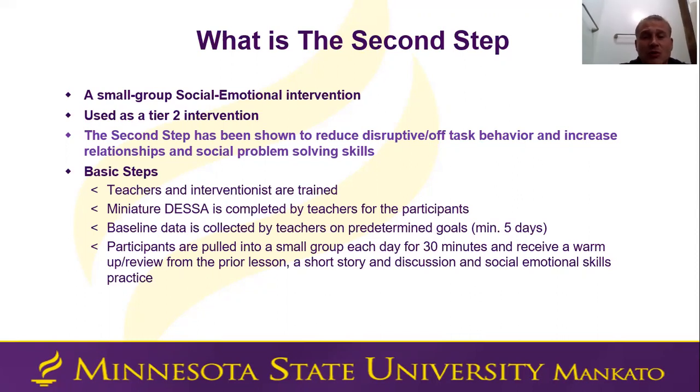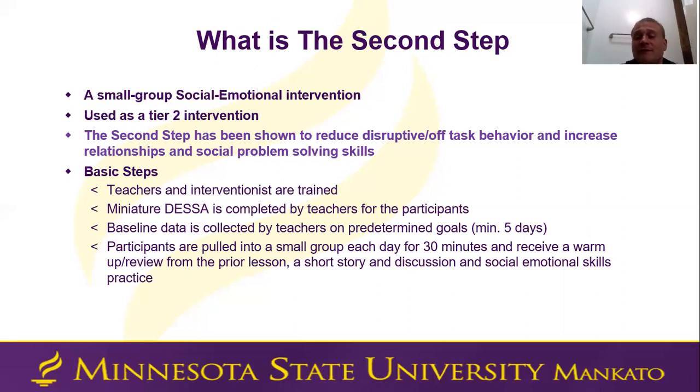Participants are pulled into a small group after that baseline has been determined, and we have had 5 consecutive stable baseline trends. We will then put that participant into a one-to-one 30-minute intervention using the Second Step with the interventionist. And each lesson starts off with a 5-minute review of the lesson. It reviews the social skills that were taught in the lesson prior, that the interventionist and the participant had earlier on a prior day.